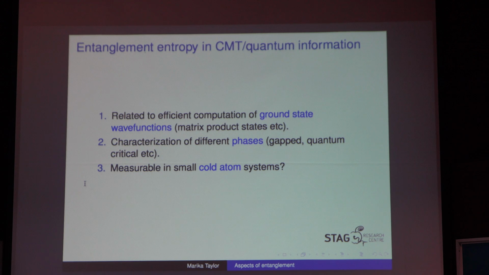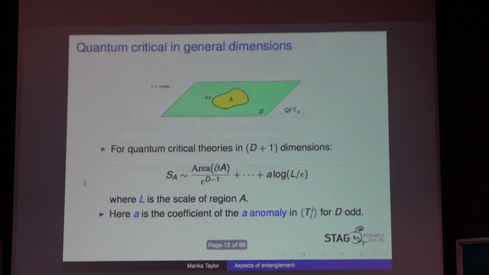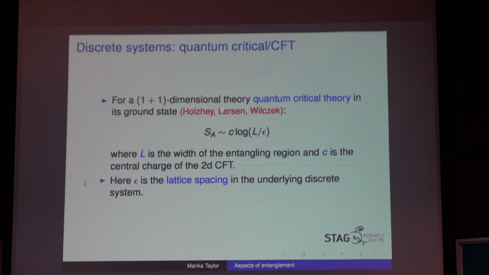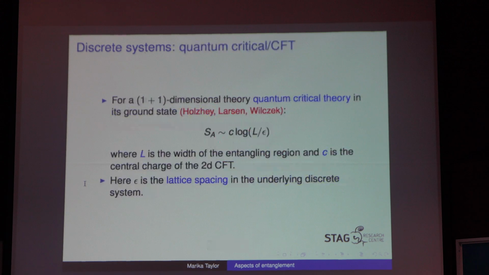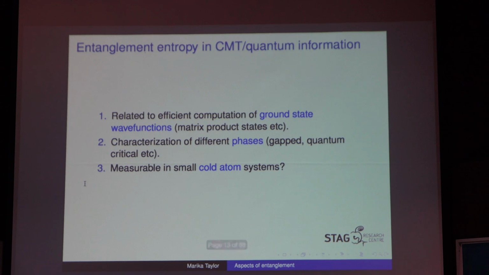The other thing is that we've already seen a distinct behavior between a gapped system and a system which is quantum critical. So there's a distinct behavior in the entanglement entropy which characterizes different phases of the system. You do this calculation and it gives you information about the phases of the theory.